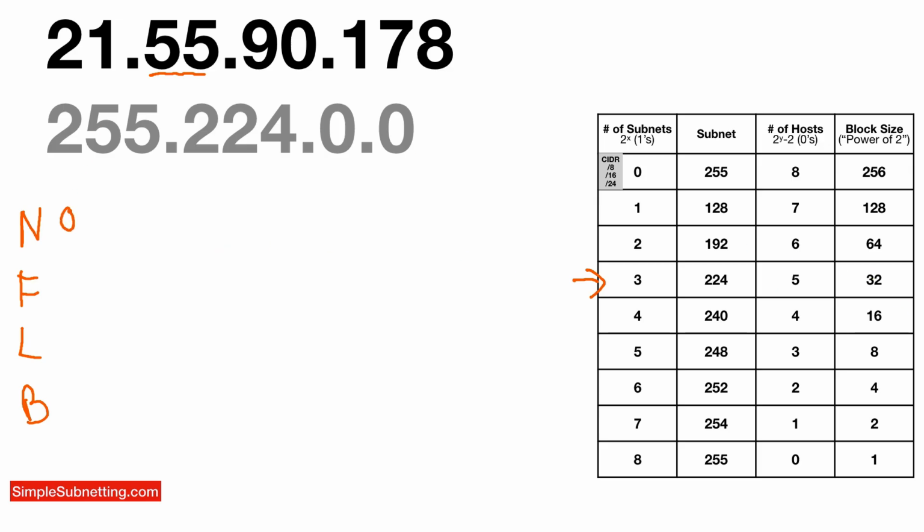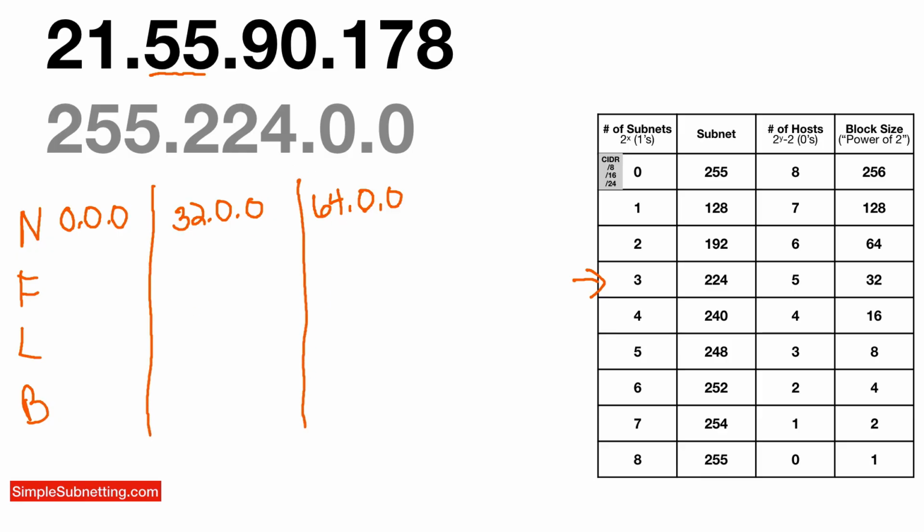So we go 0.0.0, 32.0.0, 64.0.0. Okay, that's enough. Now we need to figure out which column does 55 belong underneath. Okay, it's this one. And then we just solve.